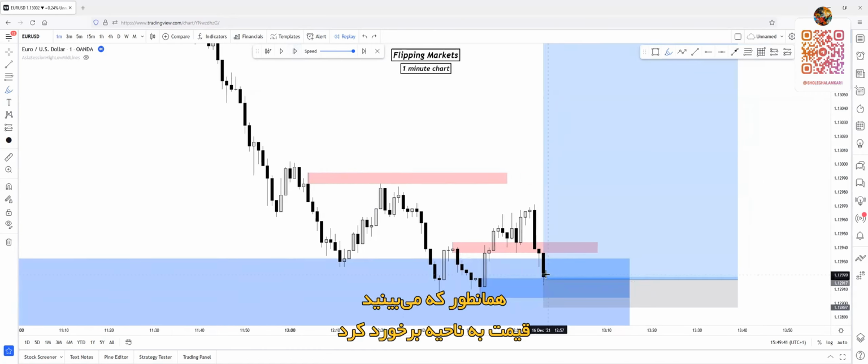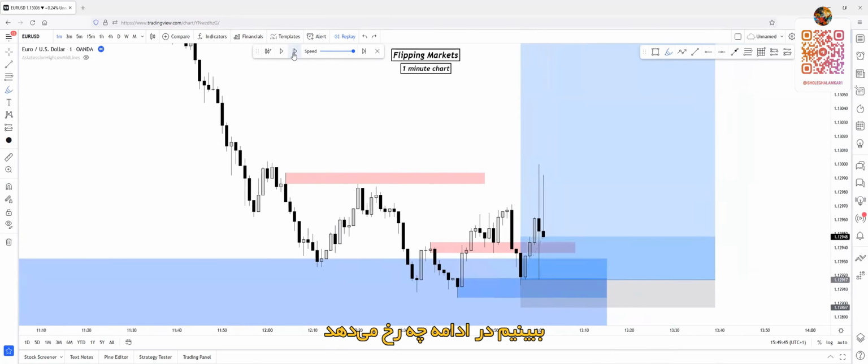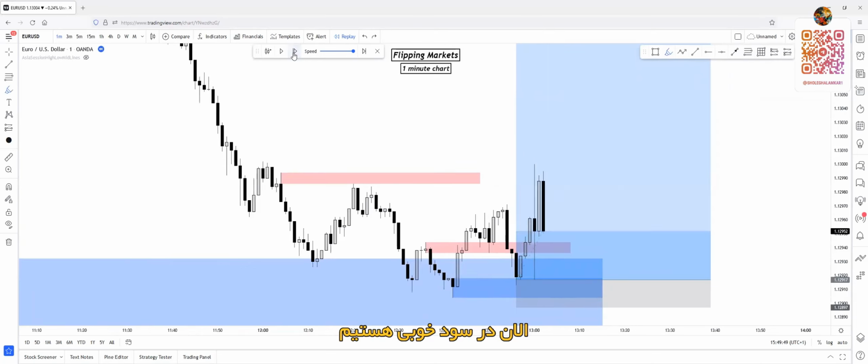As you can see, price tapped this zone. We are tagged in the trade now. Let's see how it goes. Okay, strong reaction, really, really strong reaction. We are in profit, huge profit.